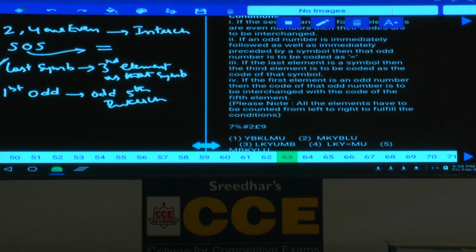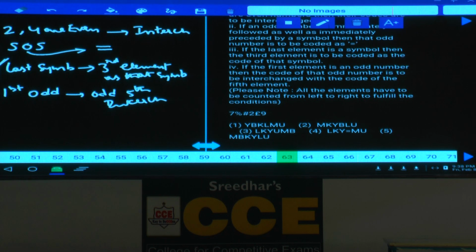Then 63. Now in this question number 63, second and the fourth even is ruled out. Symbol, odd and symbol, that is also ruled out. Next one, last one is a symbol, that is also ruled out. The first one is an odd digit. As the first one is an odd digit, then according to condition number 4, and what is condition number 4 here? Is an odd number. Then the code of that odd number is to be interchanged with the code of the fifth element. Odd digit and fifth element, the code should be interchanged.